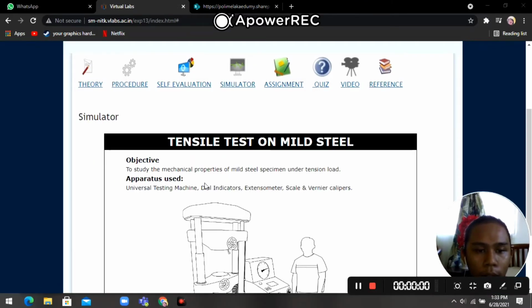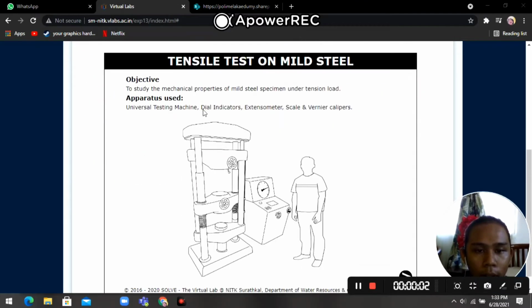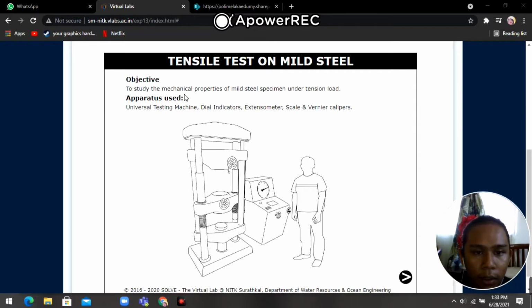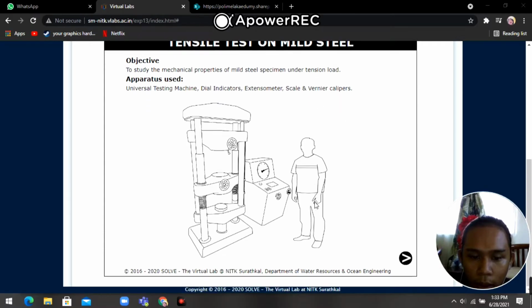Okay, this is a simulator for tensile test on mild steel. Objective: to study the mechanical properties of mild steel specimen under tension load. Apparatus used: universal testing machine, dial indicator, extensometer, scale, and vernier caliper.